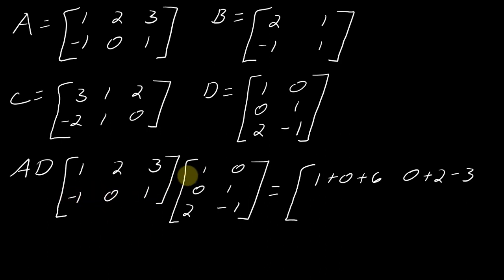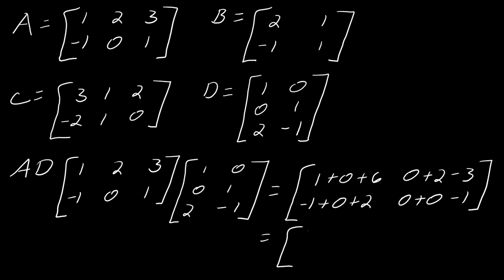Next, we're going to move here times here. So I have -1 times 1, so that's -1. 0 times 0 is 0. And 1 times 2 is 2. And then this row times this column, is what I meant to say. So this will be 0 plus 0 minus 1. So if I complete my row operations, I have 7, -1, 1, and -1.